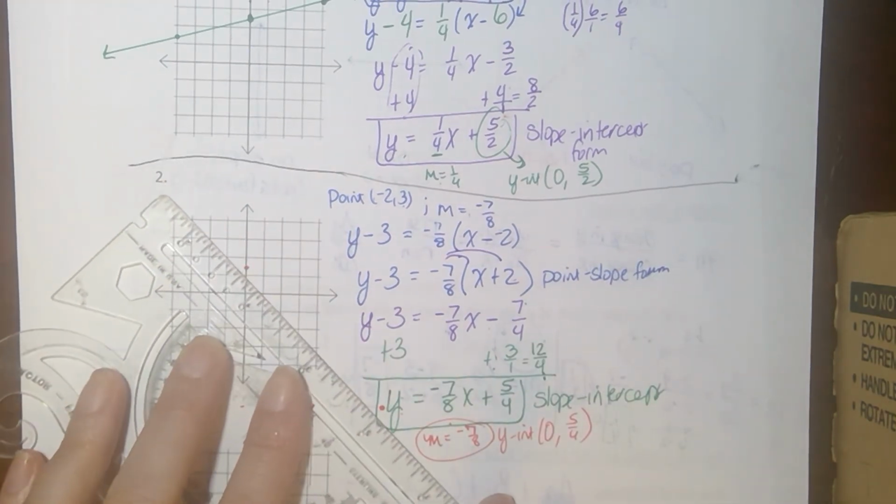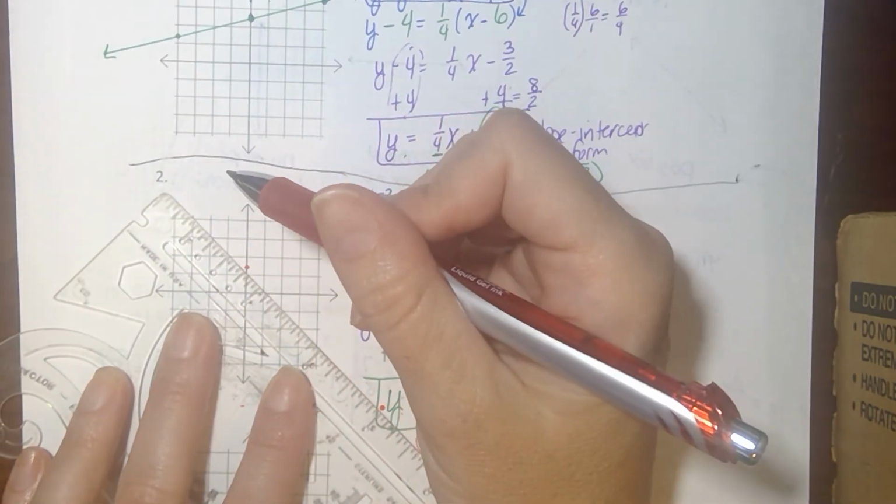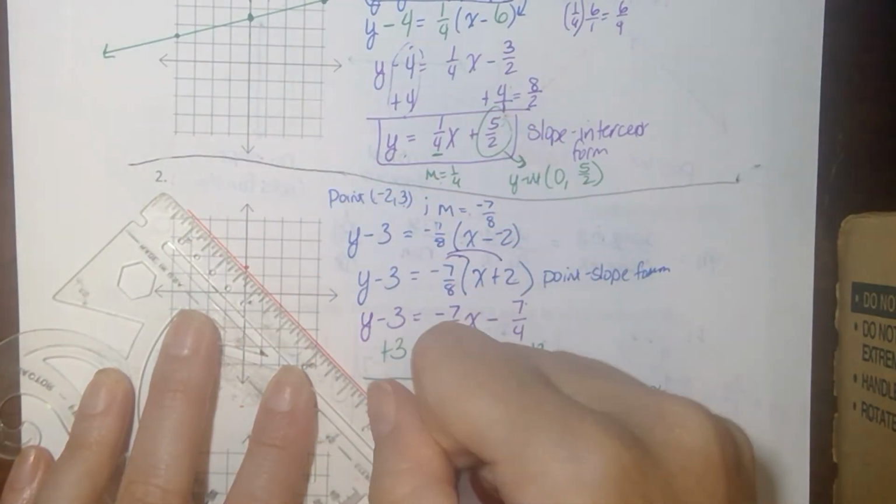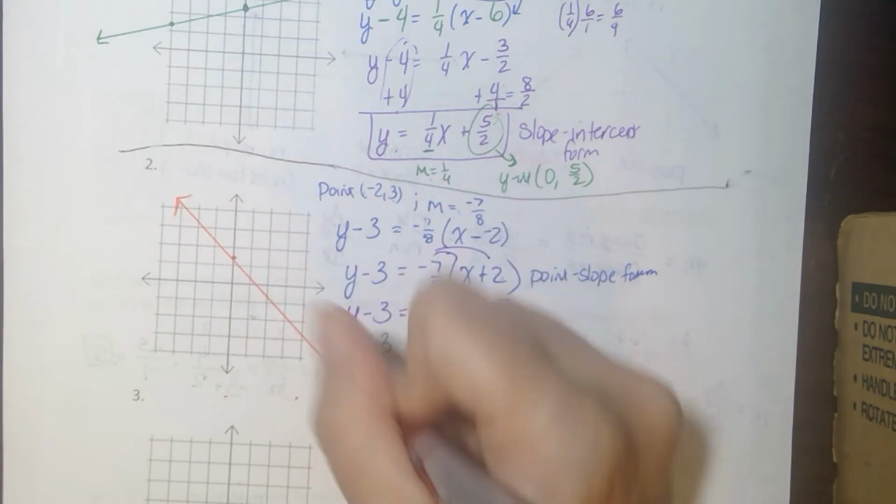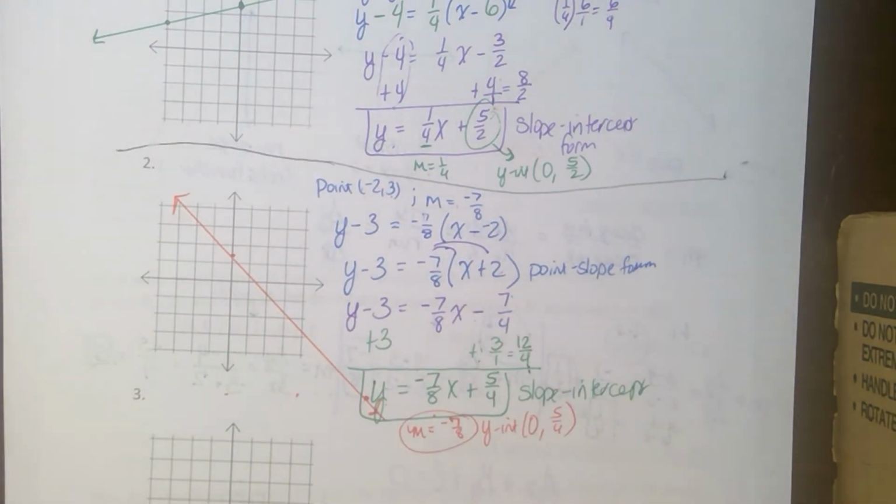And here is a graph of my line. On MyMathLab, you're not going to have to guesstimate the location of that other point. You'll be able to pick it out on the graph correctly.